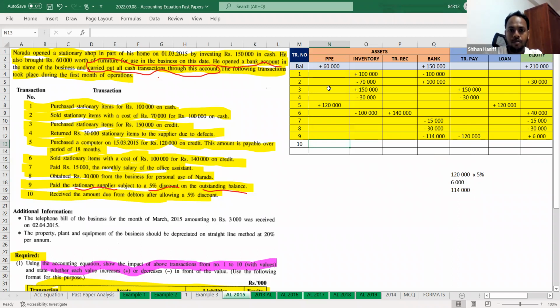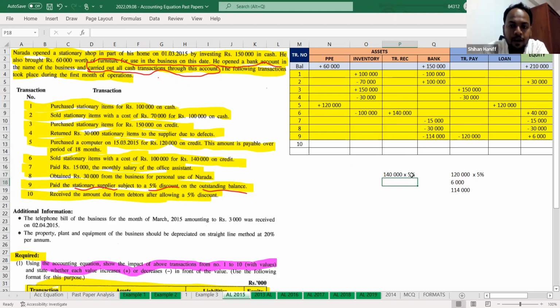Right. Now, the last one is received the amount due from debtors after allowing a 5% discount. Now, the trade receivable is 140,000. So from the debtors, we must receive 140,000. But we are giving 5% discount. Then how much is the discount?